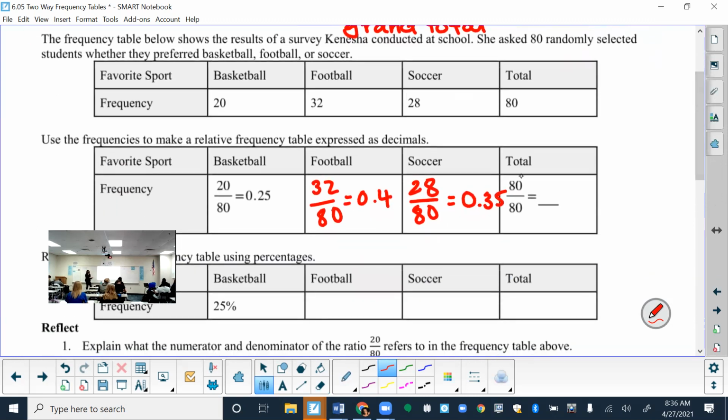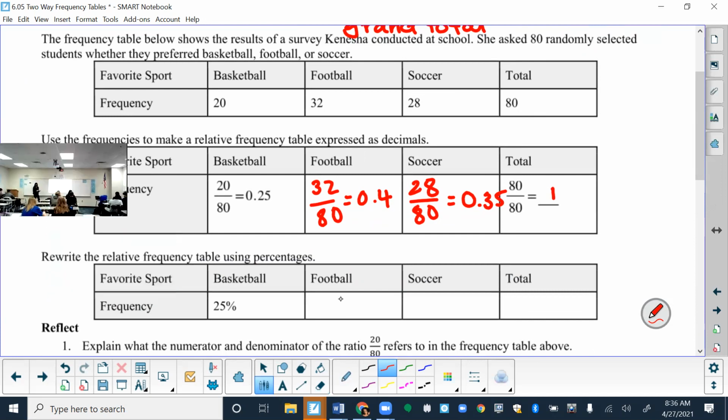Over here we have the relative frequency for the grand total, which is 80 over 80, which equals what? 1. Good. So for the total, it should equal 1, because that would be like 100%. All these other decimals, when I add them together, should add up to 1. Now to make them look like percent, because it's also usually shown as a percent, we're just taking it and multiplying it by 100%.